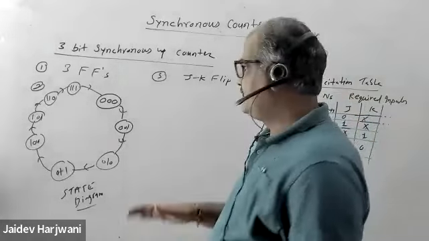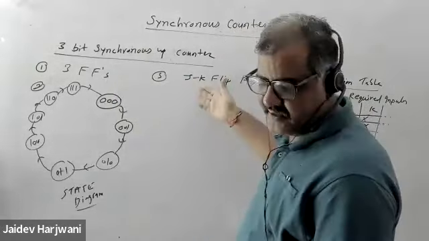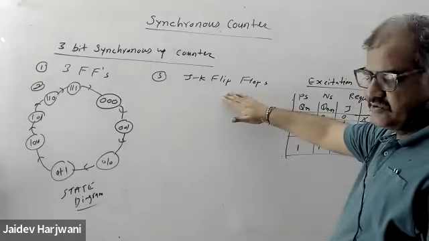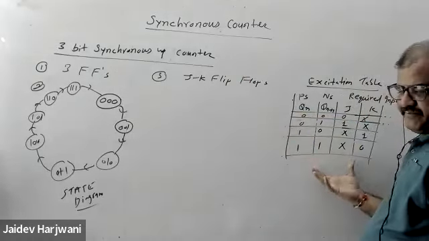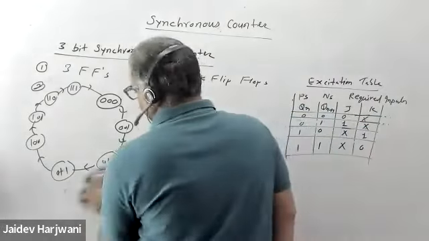See, the number of flip-flops is 3 for a 3-bit counter. As for the type, whether I want to use T, JK or D flip-flop, any flip-flop I can use. Whatever flip-flop I'm using, I should know its excitation table. Now I'm going to design the circuit.